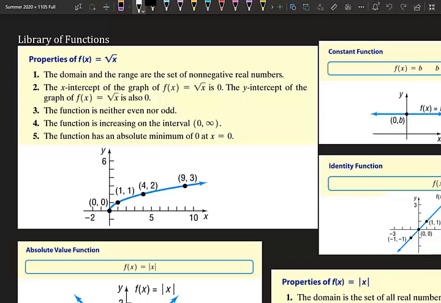The x-intercept is always 0, and the y-intercept is 0. So we could find that by how we usually find intercepts, but it doesn't hurt to know it sometimes. It's not even, it's not odd, but we could also find that. We don't need to memorize it. We know that. We can figure out if it's increasing, and we can figure out the absolute minimum.